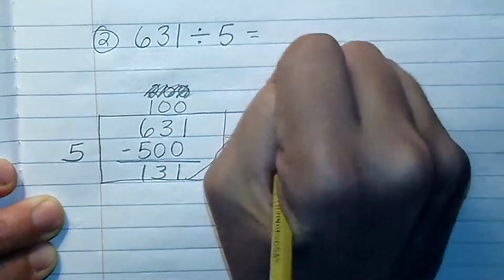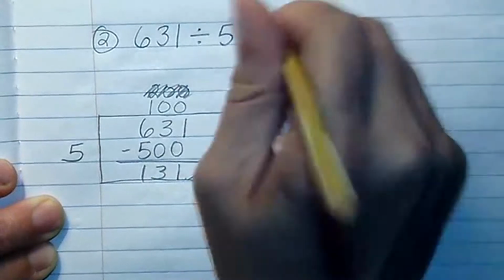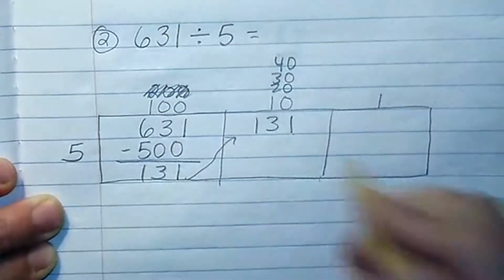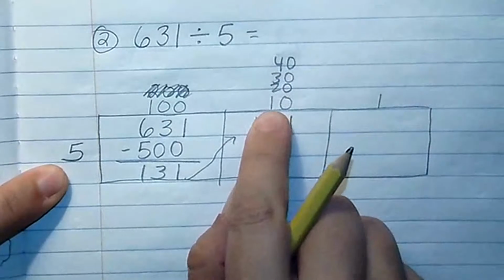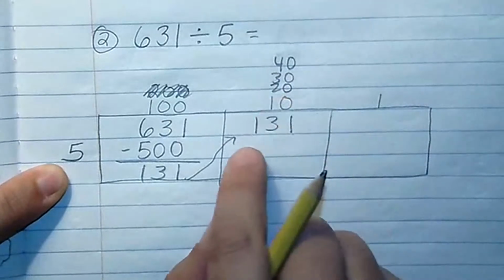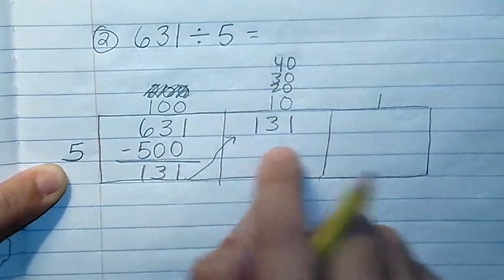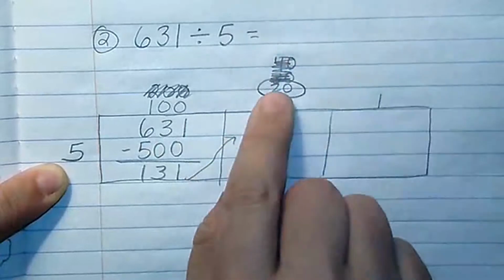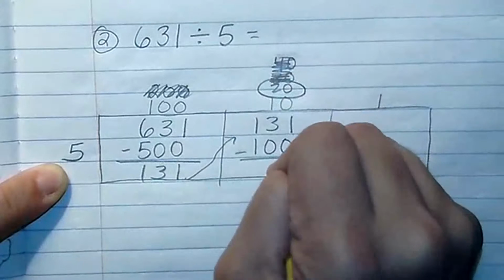10, 20, 30, 40, 50, 60. You know what? I am not going to need that many. I bet some of you already know which one you need, actually. We're trying to get close to 131, but not bigger than it. 10 times 5 is 50. 20 times 5 is 100. 30 times 5 is 150. That's too big. I'm going to use 20. 20 times 5 is 100. And let's subtract.